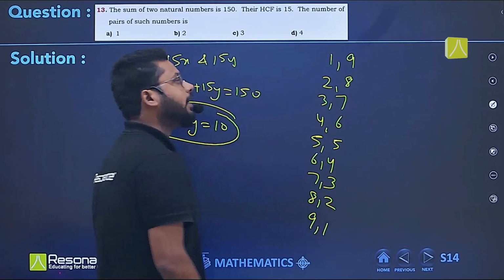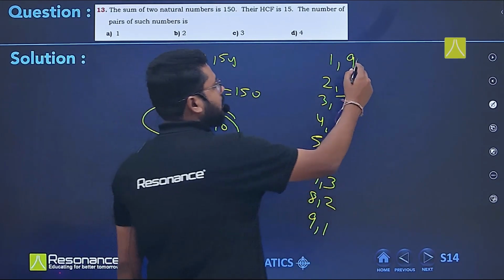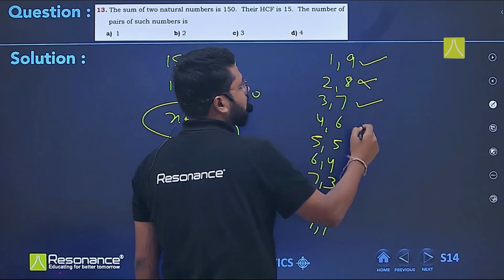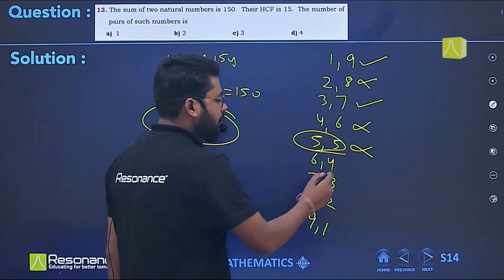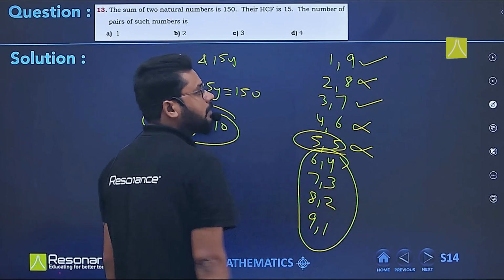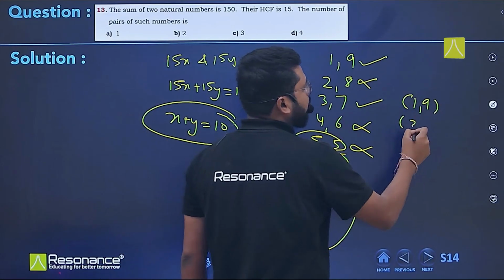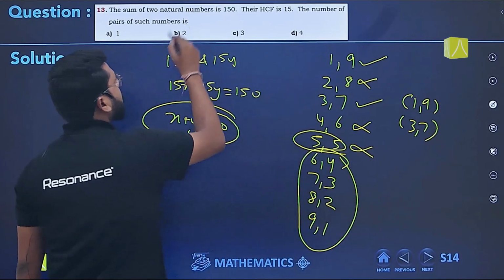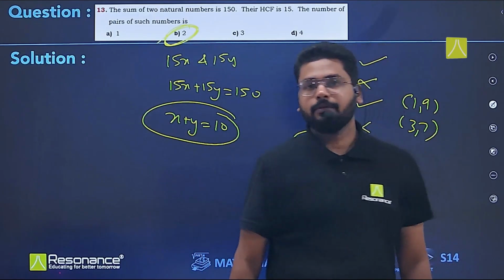Okay, we'll only take the pairs that are co-prime to each other. Co-prime means their HCF is 1. So 1 and 9 is correct. This is wrong. Correct. Wrong, because for 5 and 5 the HCF is 5. And the rest are repeating themselves. So only two pairs are there, that is 1, 9 and 3, 7. So our correct option is option number 2. Two pairs are there.